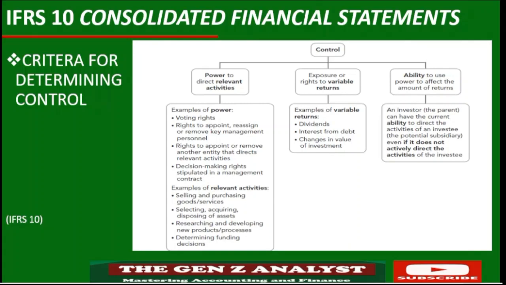Then the third and the last one is the ability to use power to affect the amount of returns that you receive from your investee. Okay, so that is it for the criteria for determining control. So when you have all of these, in addition to the more than 50% ownership percentage, then you actually have control over the investee, and you can apply IFRS 10 in preparing your financial statements.